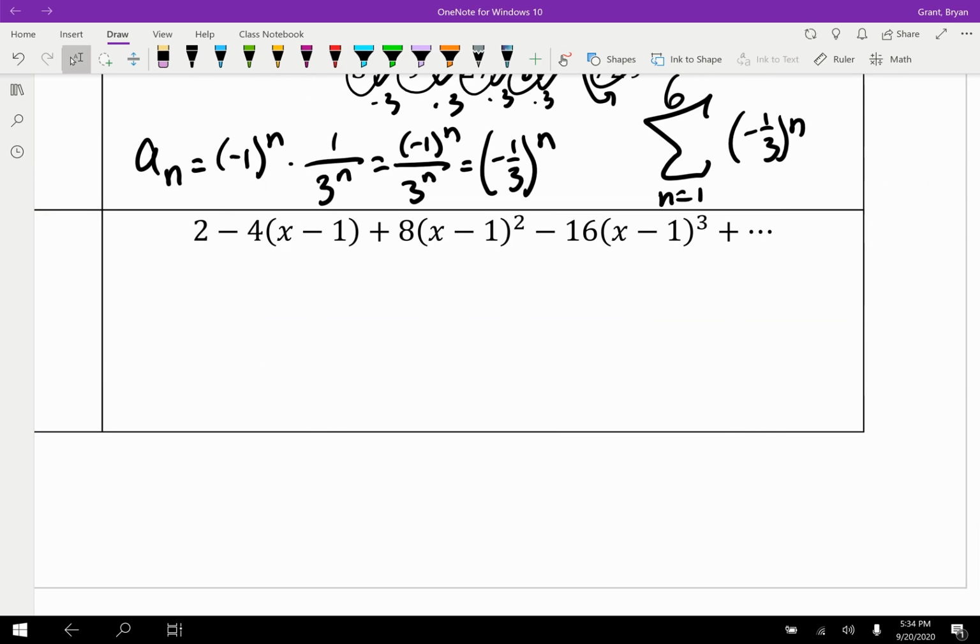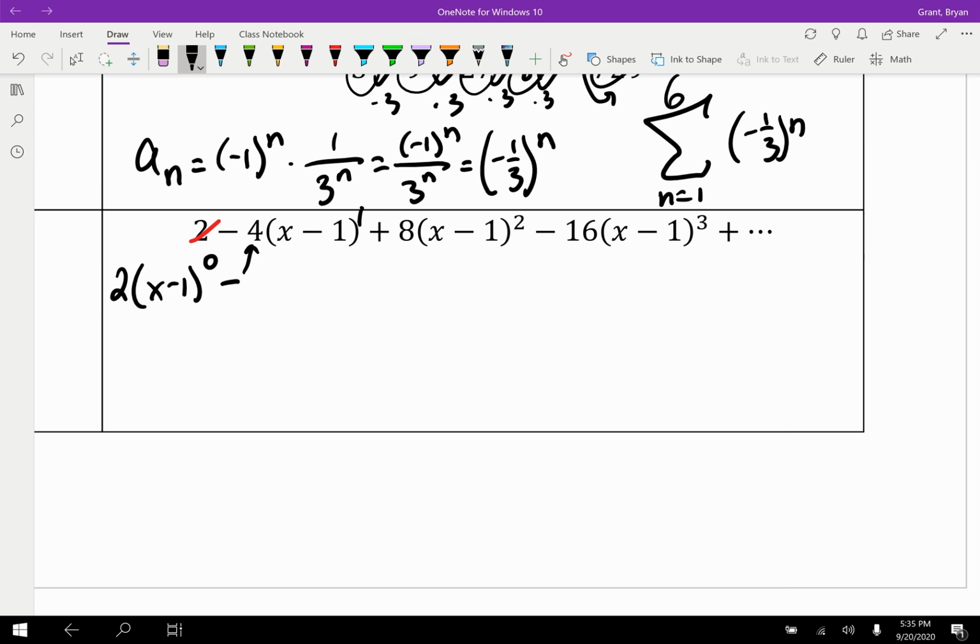One more of these. You'll notice that the 2 doesn't really fit the pattern, so I'm actually going to rewrite this so it does fit the pattern. And what is the pattern here? Well, it looks like you multiply the coefficients by 2 every time. Oh, by negative 2 every time. And you're also multiplying by an x minus 1 every time. So I think we could rewrite the 2 as 2 times x minus 1 to the 0th, and then move on from there so we can kind of see that general pattern.